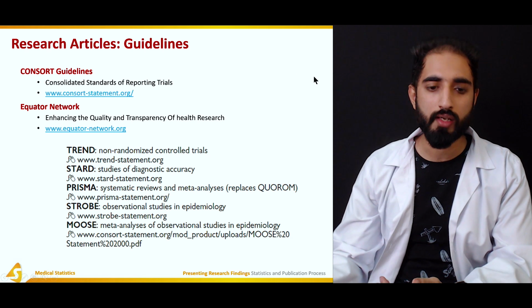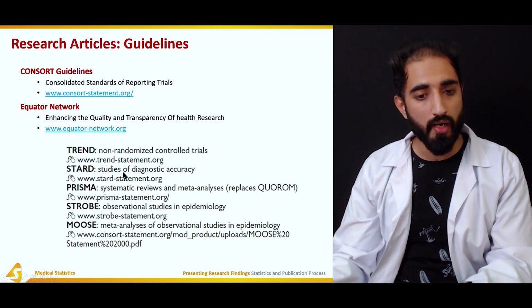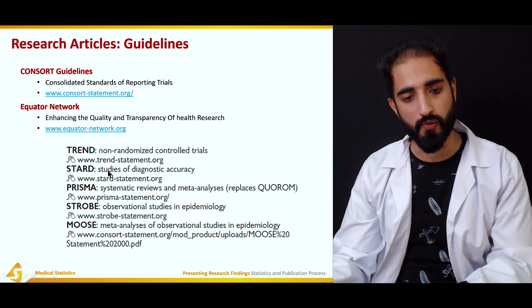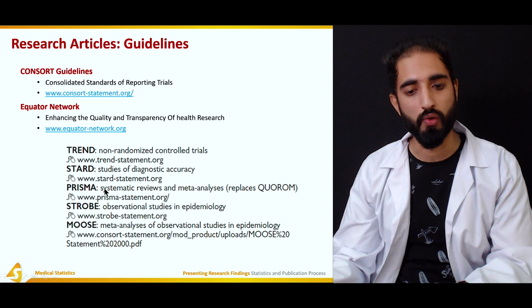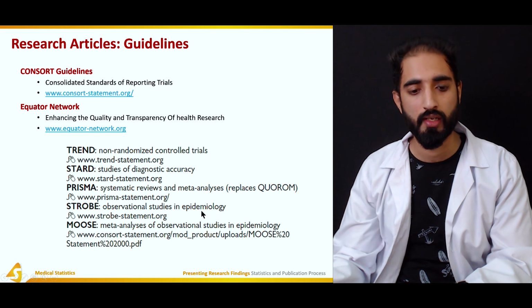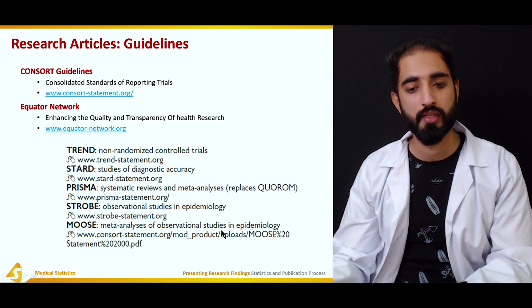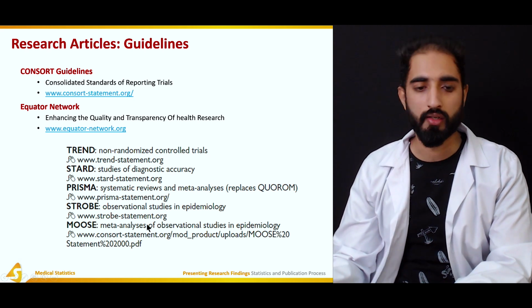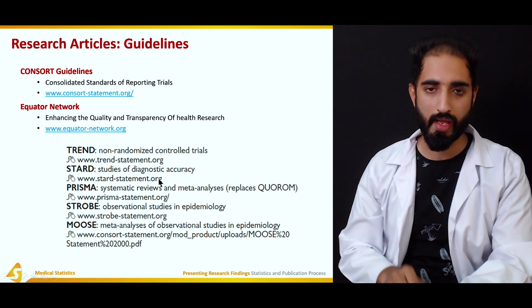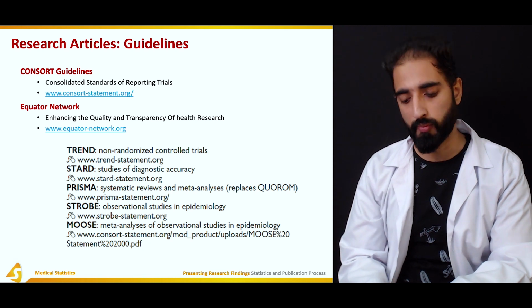For example, the TREND statement for non-randomized controlled trials, such as quasi-experimental trials, STARD statement used for studies of diagnostic accuracy, PRISMA statement used for systematic reviews and meta-analyses, STROBE statement used for observational studies and cross-sectional surveys, and MOOSE statement used for meta-analysis of observational studies in epidemiology. And this is for systematic reviews of RCTs most probably. So these are different types of guidelines that you can download, and with the help of these you can create very good manuscripts and they would have a very good chance of getting published.